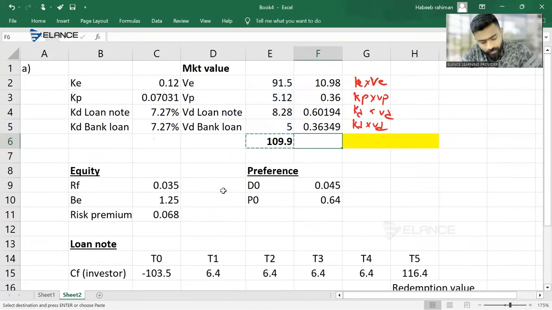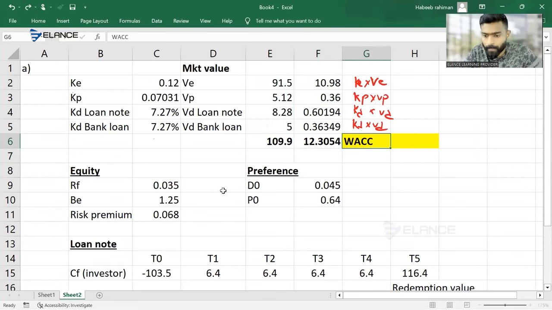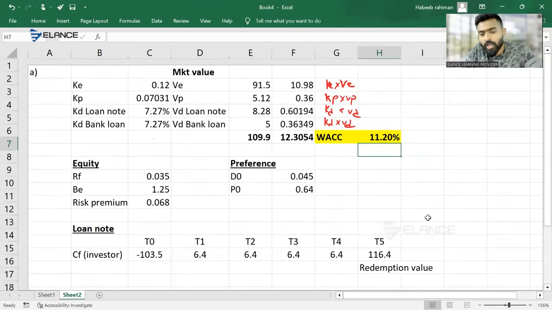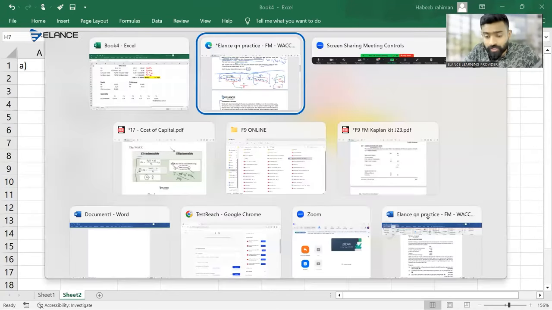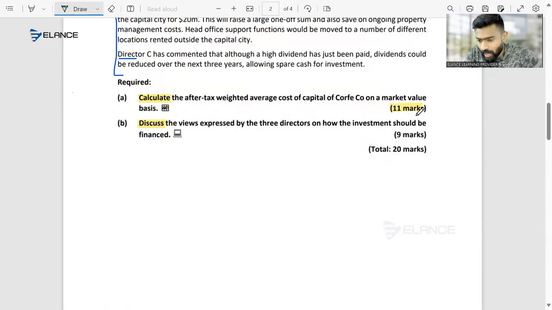Copy paste to here. This will be the sum of the other. Now VAC is equal to numerator 12 divided by the total capital denominator. So 11.97. If you wish, you could change it into percentage to decimals. Okay, so we solved four. We solved for a big question worth 11 marks.